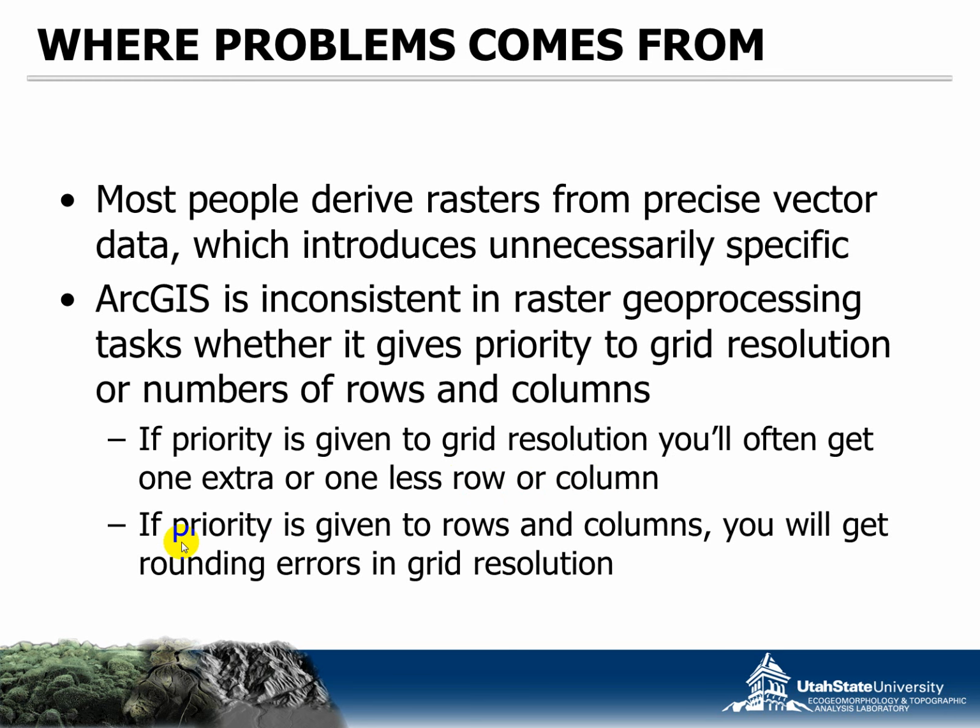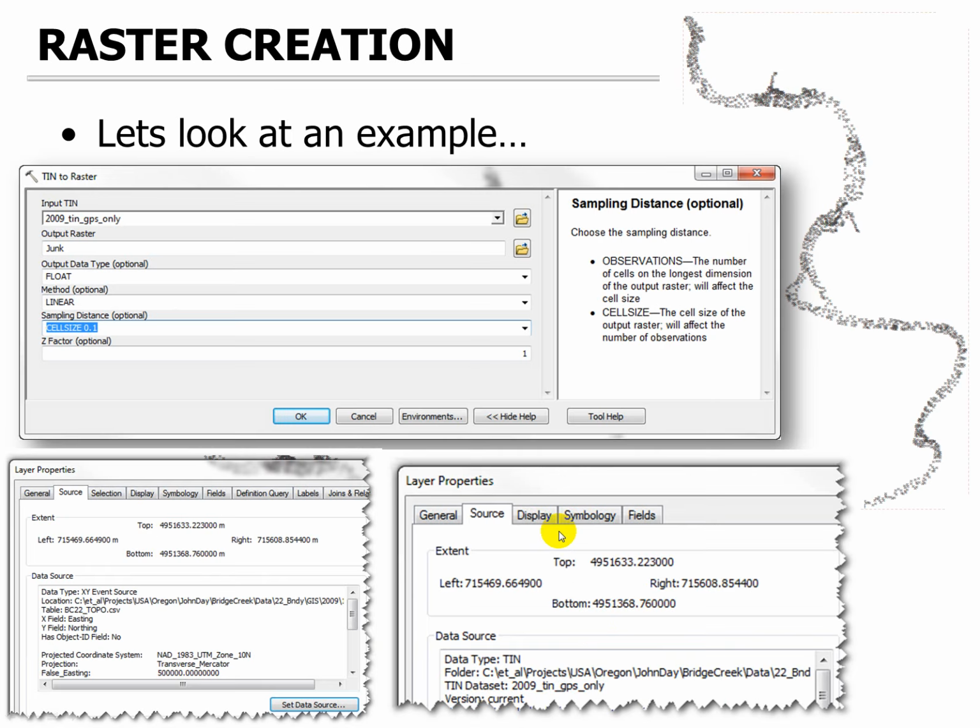By contrast, some other tools give priority to the number of rows and columns, and they hold that constant, but then you end up getting these rounding errors in the grid resolution. So you may have specified a 10 centimeter grid resolution, but then you end up with a 0.9999563 or something grid resolution as a result of holding the rows and columns constant.